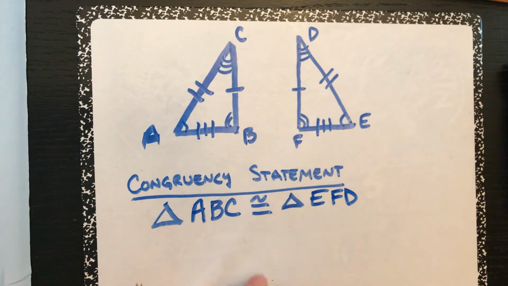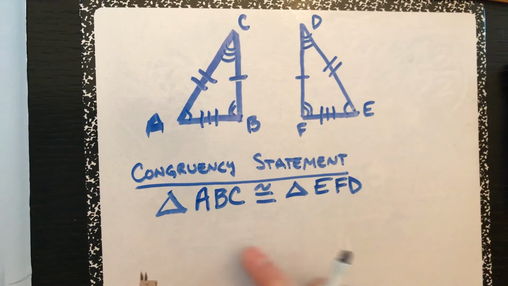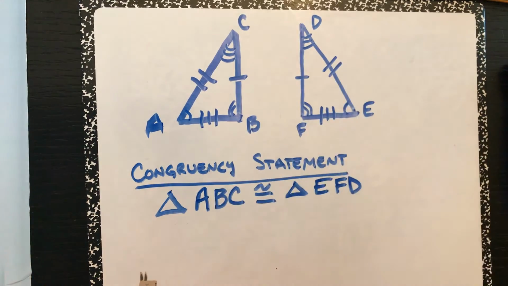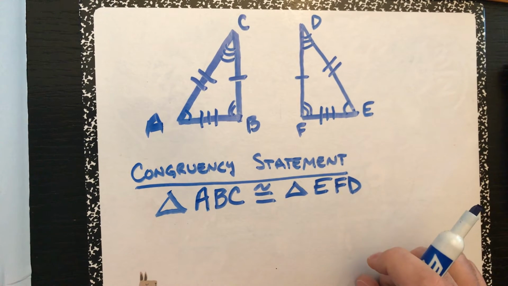What they're focusing on in this chapter is making sure we know how to list our congruent corresponding parts. Once I have my congruency statement, I don't even really need to look at my diagram anymore, because these letters are written in the correct order.